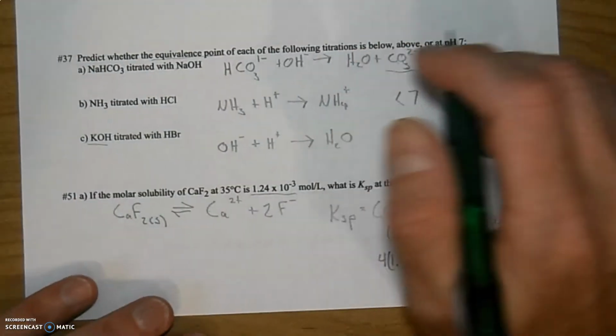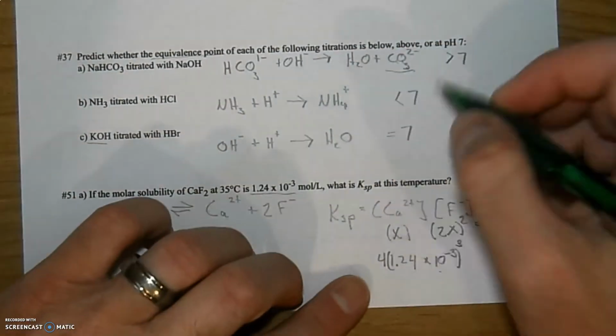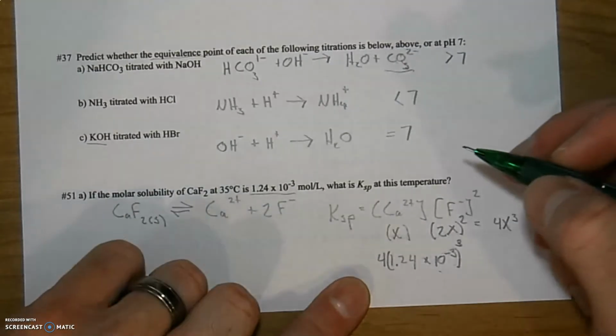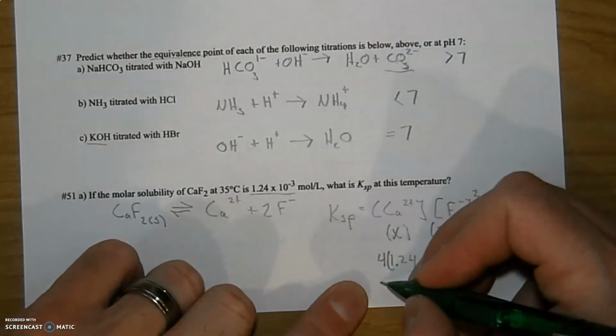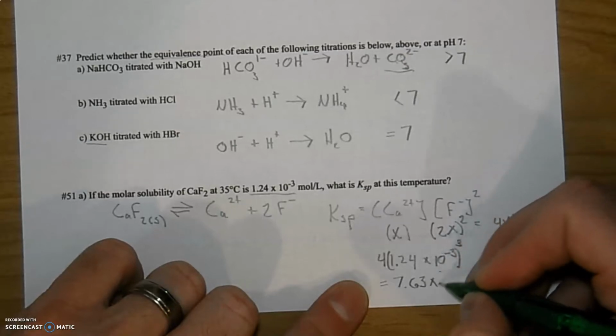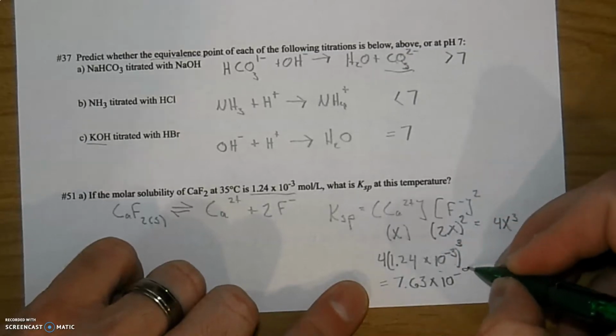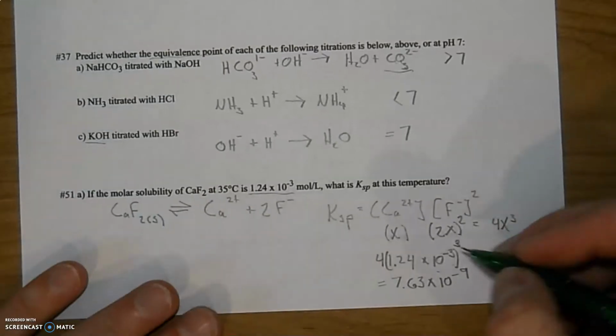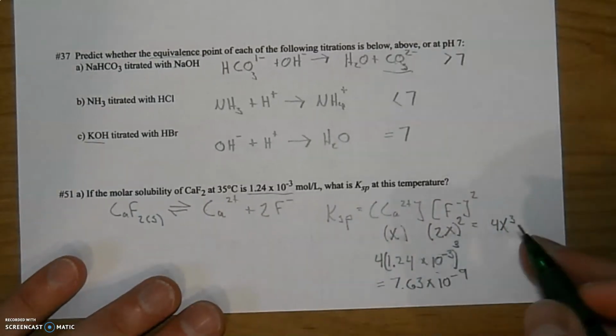So the last part of this, just to finish this off, if we do the rest of this math that we had remaining there, it's simply going to be 7.63 times 10 to the negative 9. There it is. So that's just finishing off the rest of the math there.